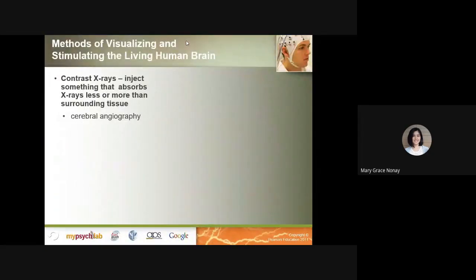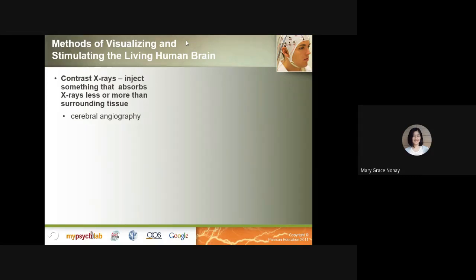So, as I've said, we have part 1 and part 2. In part 1, we'll look into the more direct way of studying the brain. The first are the methods of visualizing and stimulating the living human brain. I think all of us know the x-ray, because one of the requirements to enroll in college is to have an x-ray, a chest x-ray.